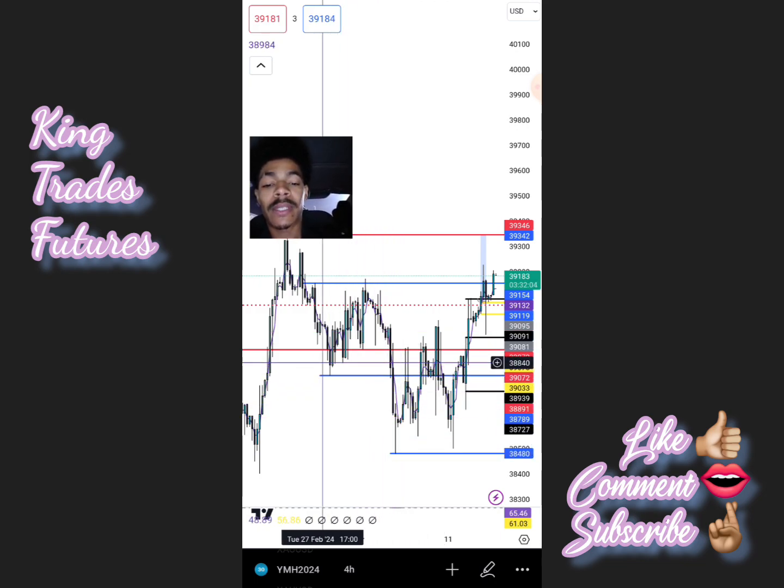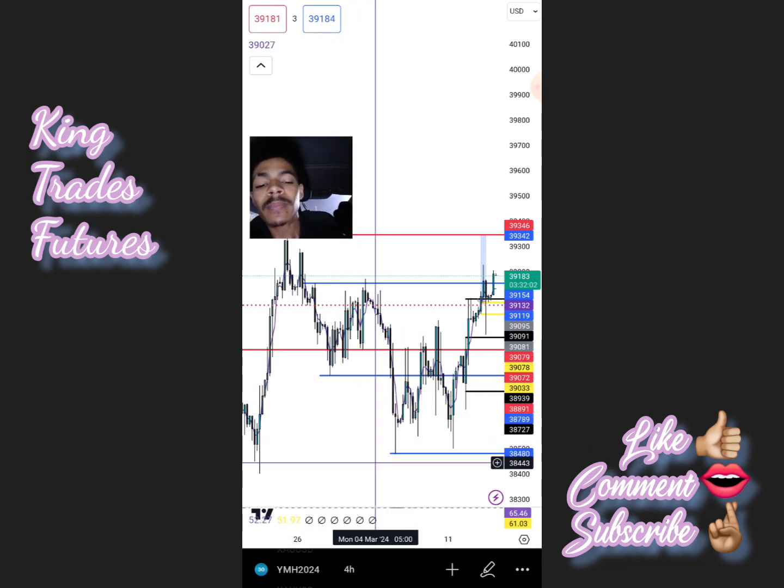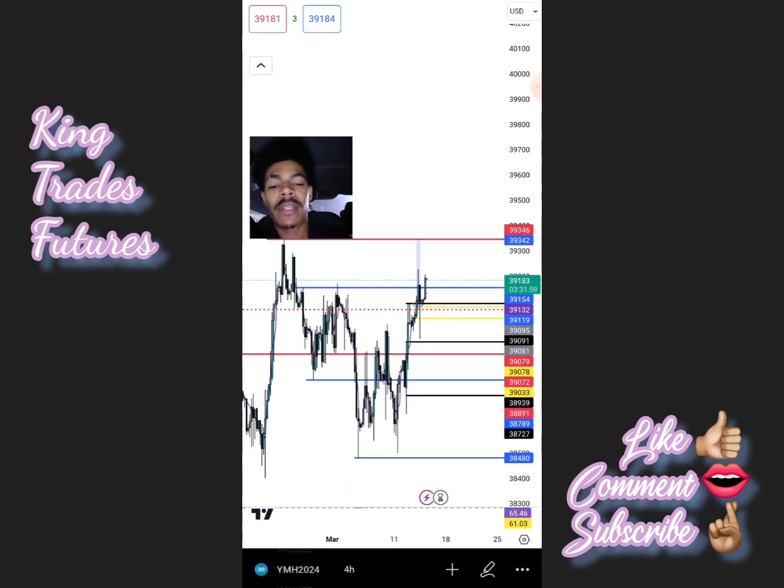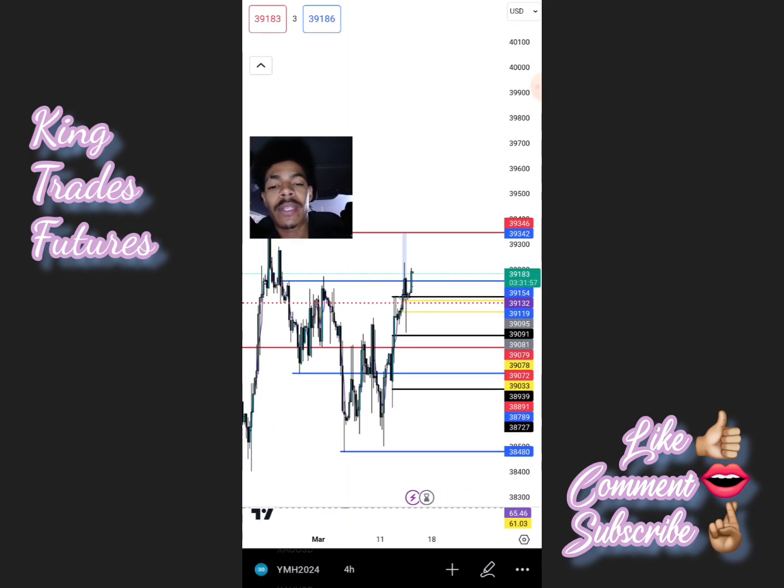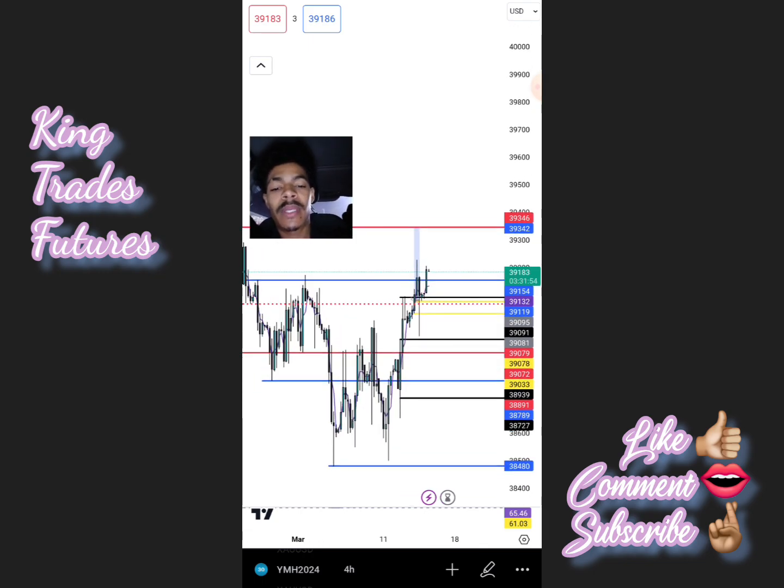So since we are in a downtrend on the 4-hour and an uptrend on the daily, we expect that the daily will be overpowering the 4-hour at some point.